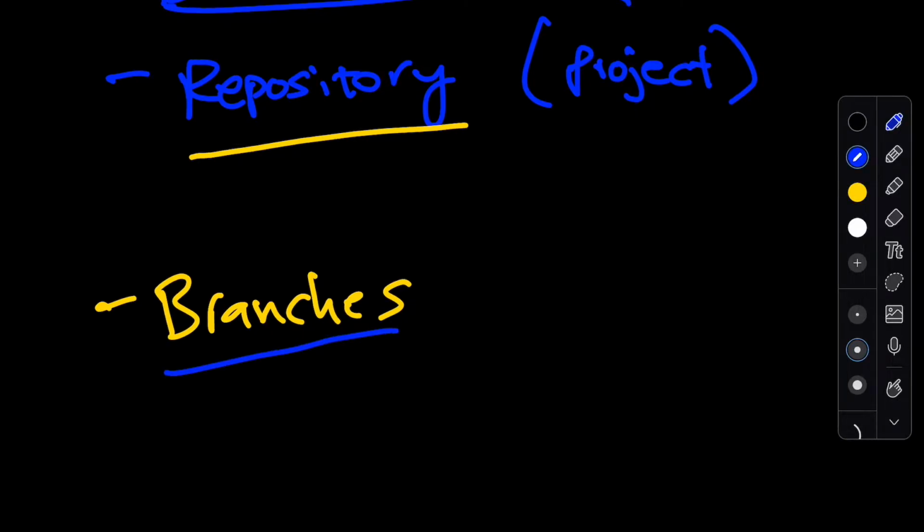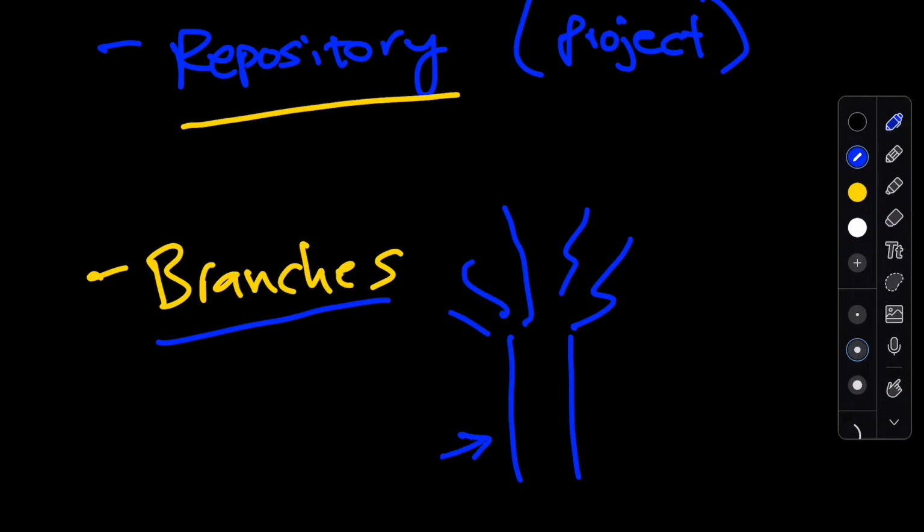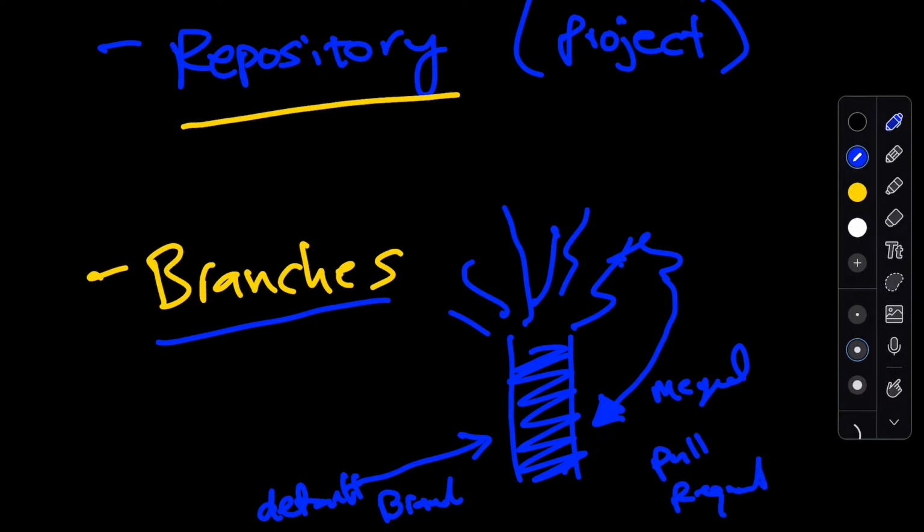Then we have branches. You can think of branches like branches on a tree. Every Git repository has a default branch, and you can think of that as like the trunk. So all of the changes that get made on other branches that you want to keep get merged back into the trunk, and we'll do something called a pull request. We'll get into that. No need to understand it right now.